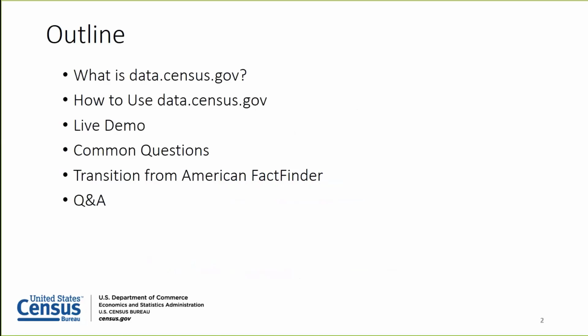So a quick outline: we'll start with a short background on why we're creating this new dissemination system, how it's different than other dissemination tools like American FactFinder, and our development cycle. Then after a live demo, we'll discuss some common questions and give you some answers, and also discuss our transition from American FactFinder and finish it off with some Q&A.